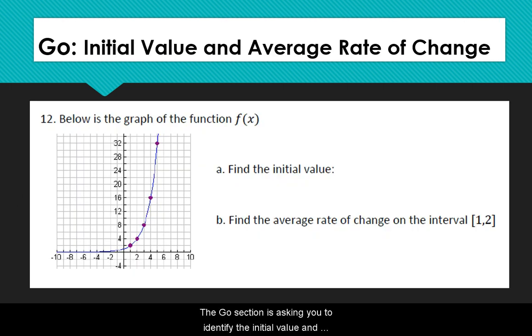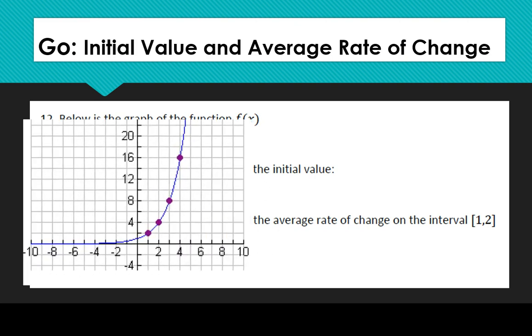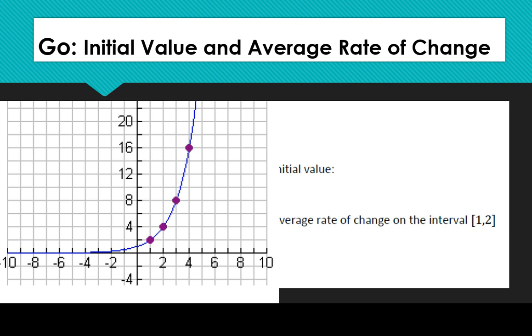The Go section is asking you to identify the initial value and the average rate of change for linear and exponential functions in different forms. Recall that the average rate of change is also the slope, which we find by dividing the change in the y values by the change in the x values. In this example, we're given a graph and we're asked to find the initial value. If we take a closer look at the graph, the initial value is the y value when the x value is 0. And we can see that here, when x is 0, y is 1.